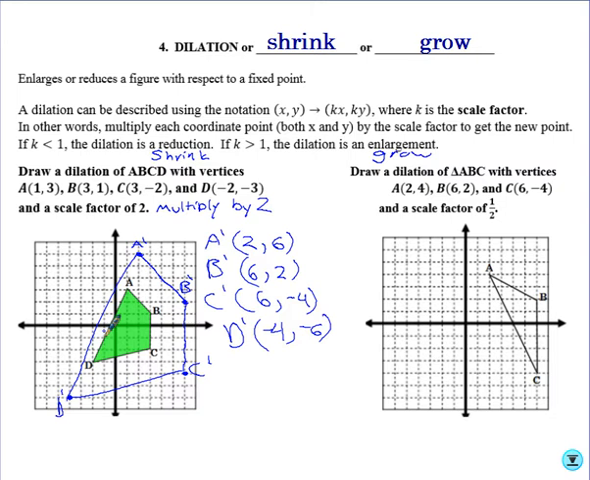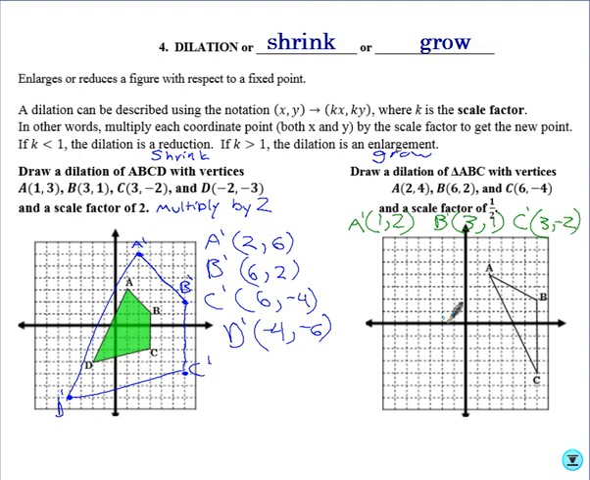The next one we're going to look at is when we shrink a figure, or it's a reduction. Again, we have a triangle with coordinates listed, and we're going to use a scale factor of 1/2, which means we're multiplying each number by 1/2, or in other words, dividing everything by 2. So A prime, 2 divided by 2 is 1, 4 divided by 2 is 2. B prime, 6 divided by 2 is 3, 2 divided by 2 is 1. And C prime, 6 divided by 2 is 3, negative 4 divided by 2 is negative 2.